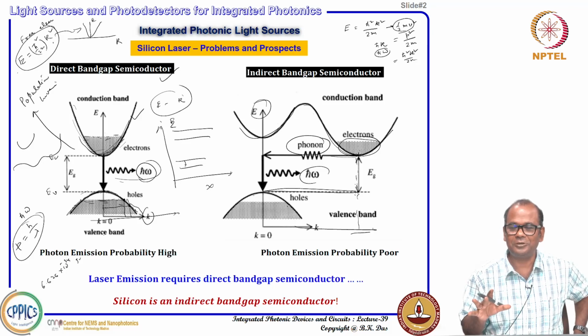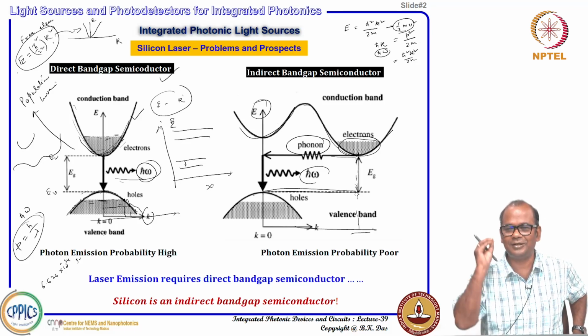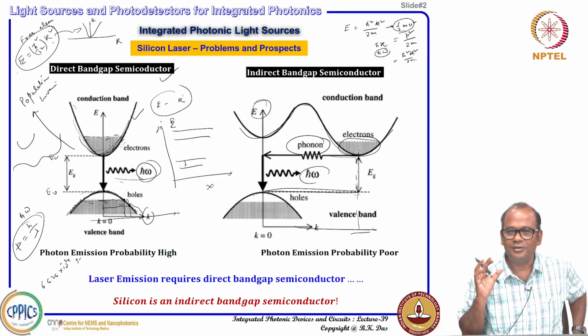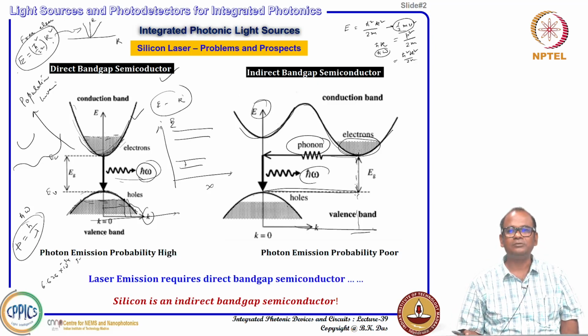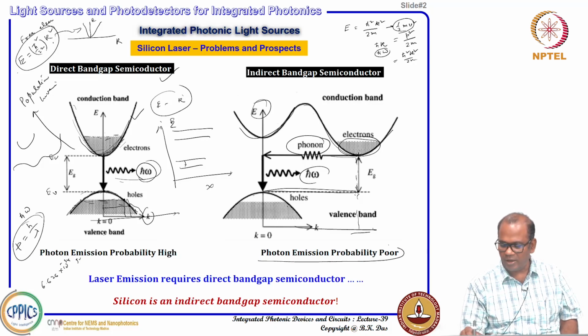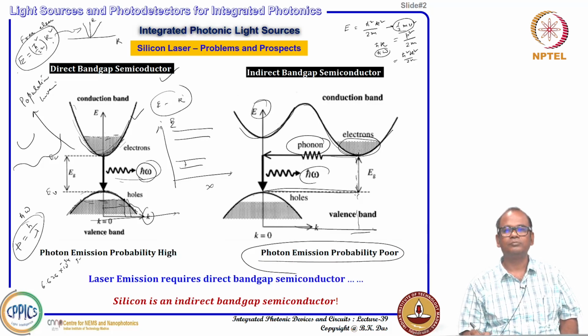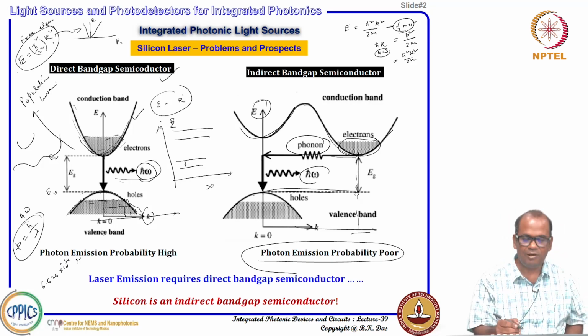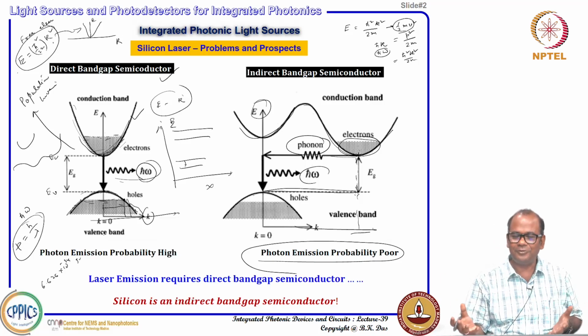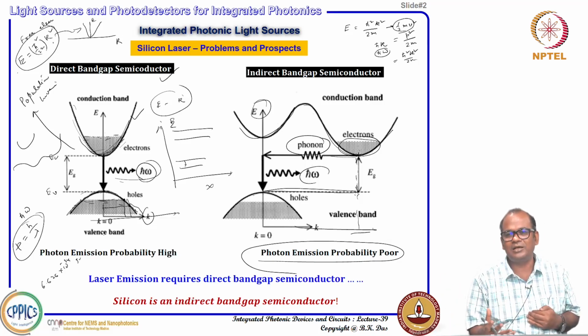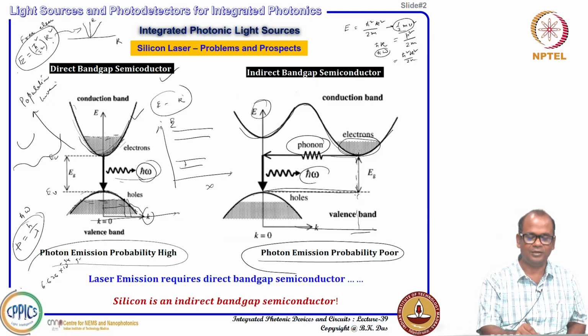They should come to a certain coincidence, so that they interact and have a good overlap, and then you can have this type of transition. Because of that, the photon emission probability is very, very poor. But in the direct case, you only have to deal with the electron and hole recombining and the photon comes out. So, at least you do not need any via, the phonon via. That is why the photon emission probability is high.